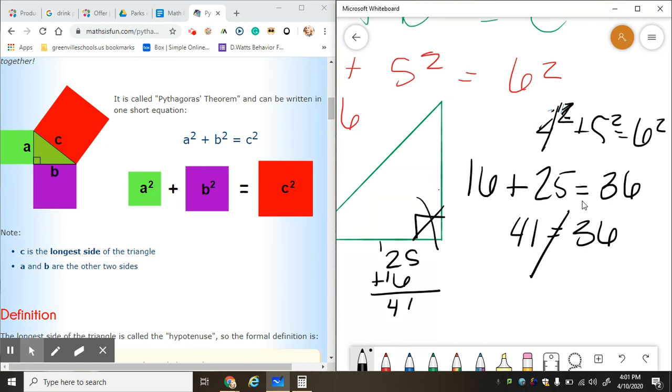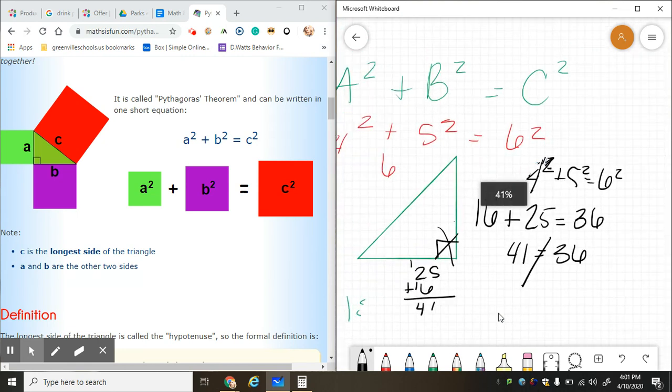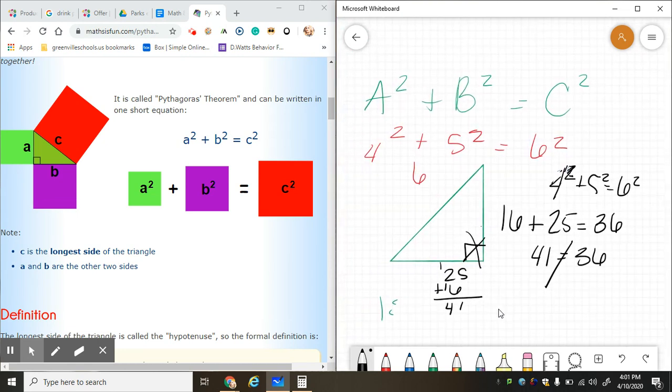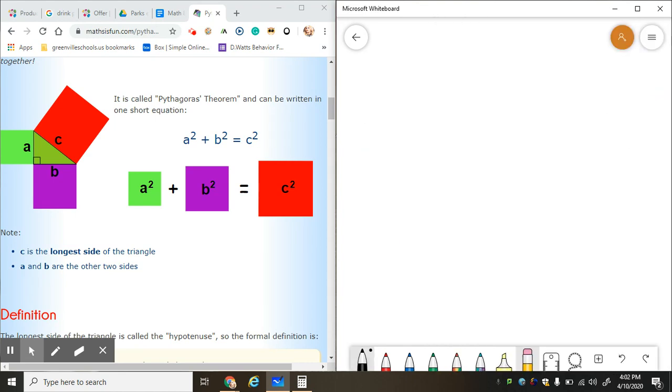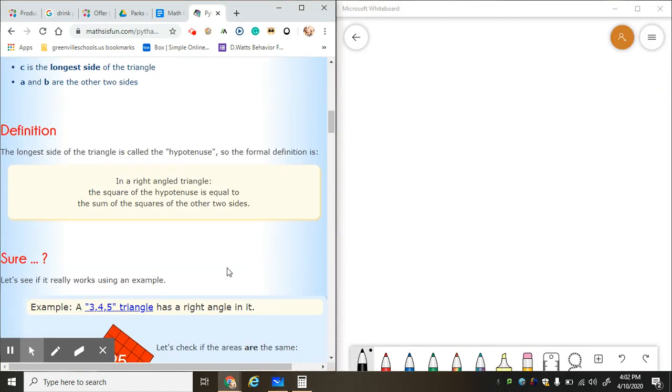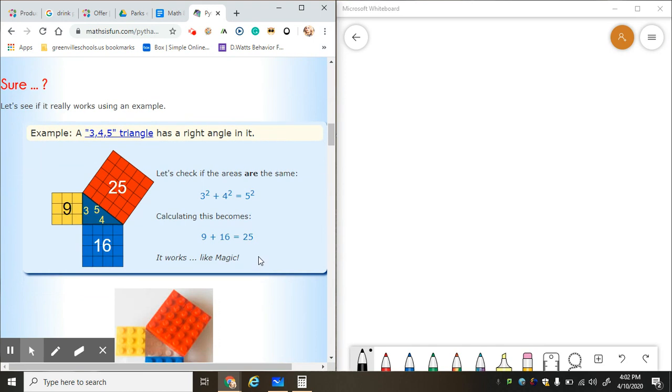Nope. So when you have questions like that, because I know in geometry they do have questions where they say, is this a right triangle? And they give you random sides, like 4, 5, 6, 3, 4, 5. That's what you can do, is just plug it into this equation. Actually, let's just clear that. Okay, so moving on.